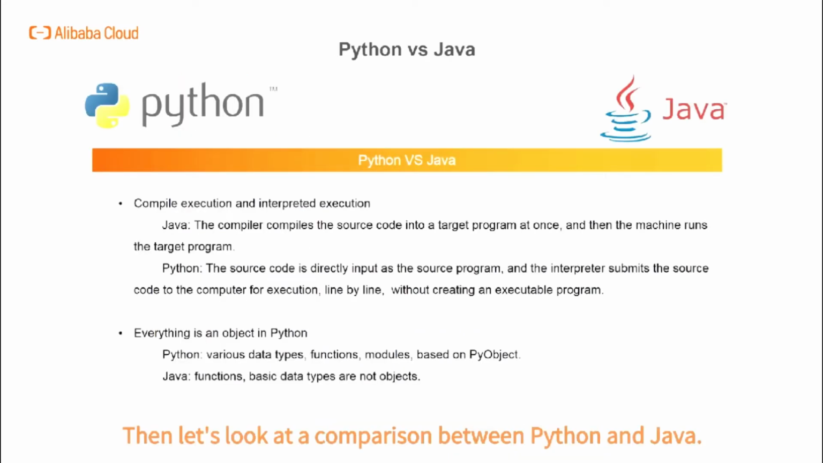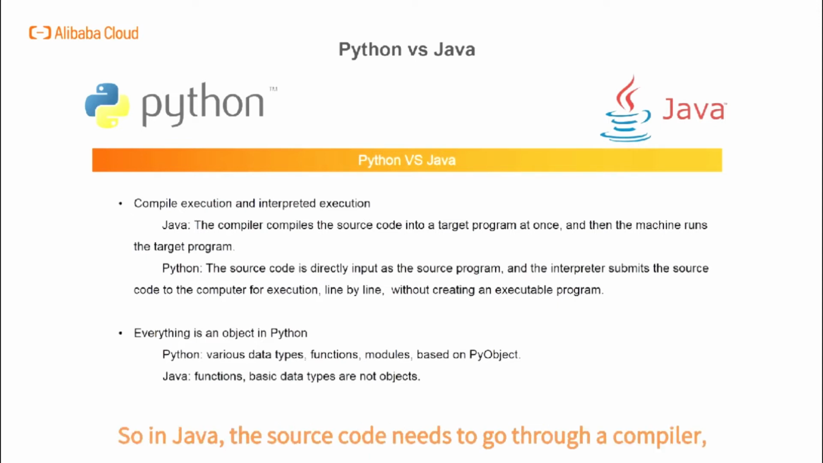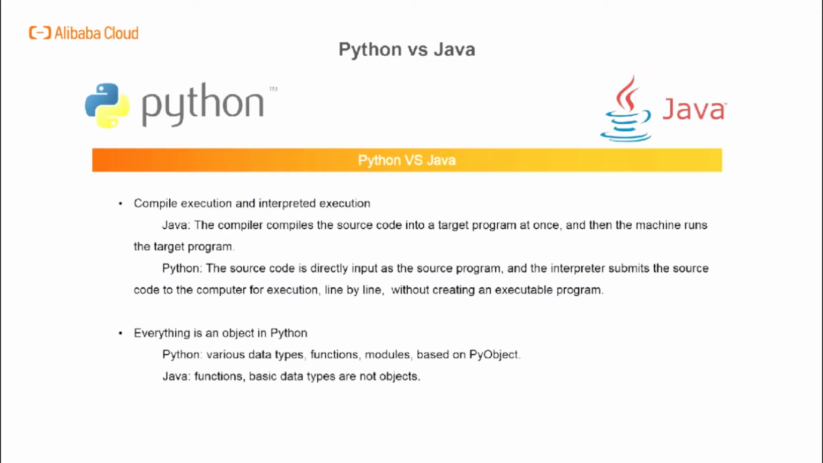Then let's look at a comparison between Python and Java. First of all, Java is compiled, while Python is interpreted. So in Java, the source code needs to go through a compiler to be converted into a target program. Then we can run the target program on the machine. For Python, it is executed by directly feeding the source code as an input to the interpreter.